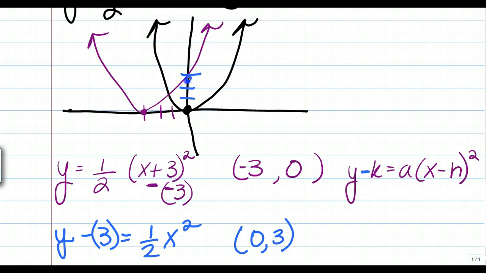Let's have a look right here. Okay, so we are going to have this open up because our a is 1/2. So we're just approximating right now that it's up like that. So let's get into some actual examples.